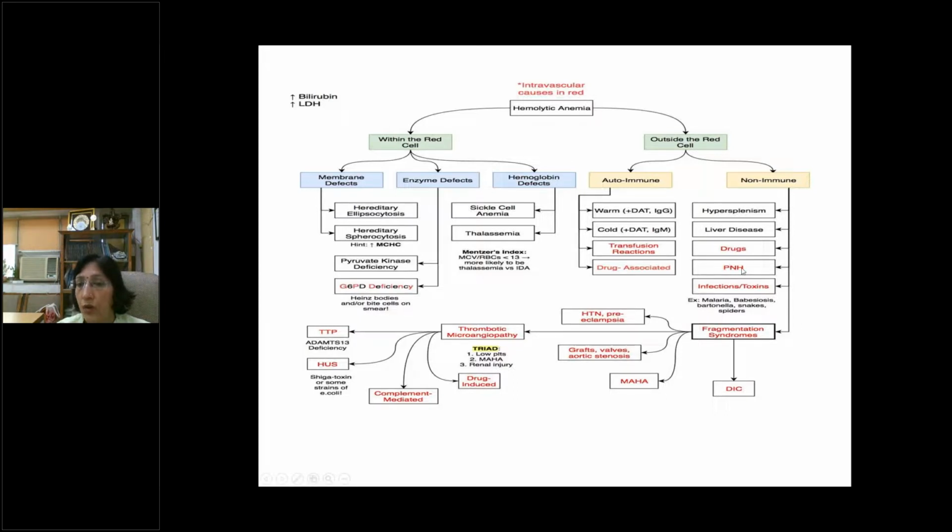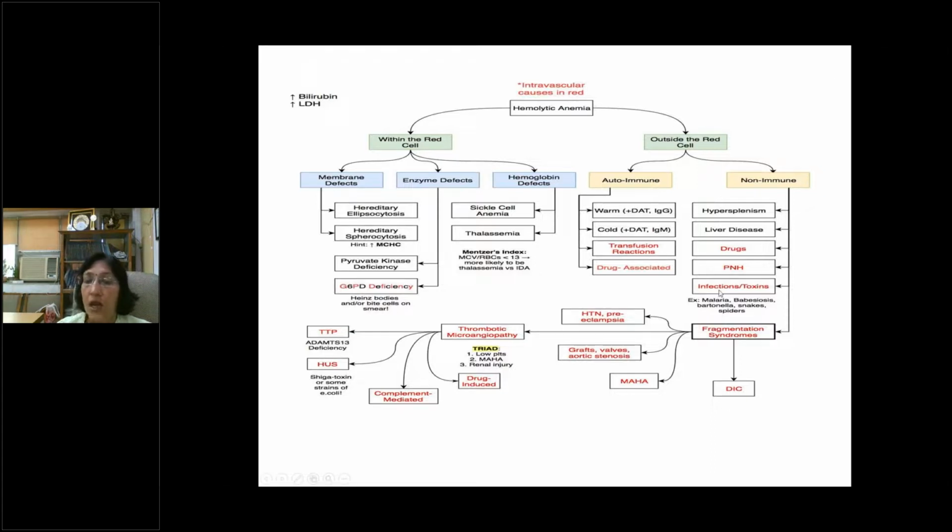Paroxysmal nocturnal hemoglobinuria: CD55 and CD59 are deficient, leading to complement-mediated destruction of the RBC. These patients usually present with either an aplastic crisis, meaning no bone marrow function, or with thrombotic episodes.